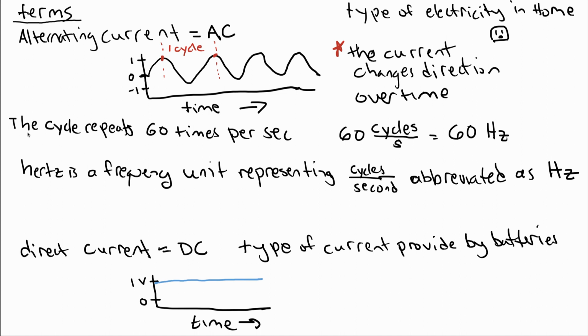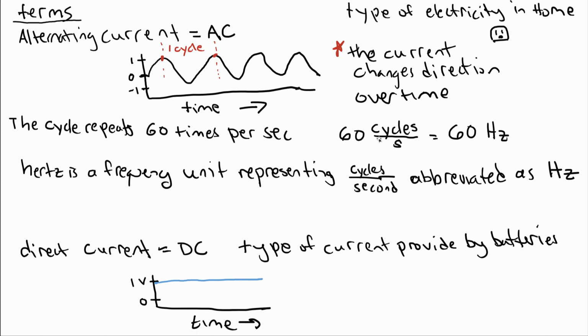And here I've shown one cycle from the peak of one to the peak of another. That's one cycle, or one wavelength we would call it. And the cycle repeats 60 times per second. So 60 times it goes up, down, up, 60 times per second.